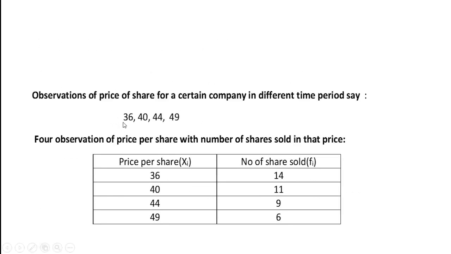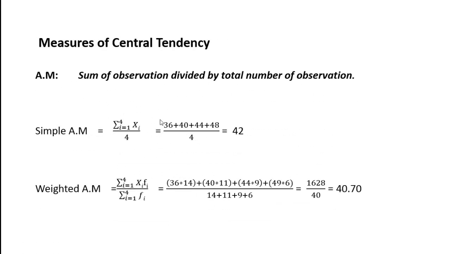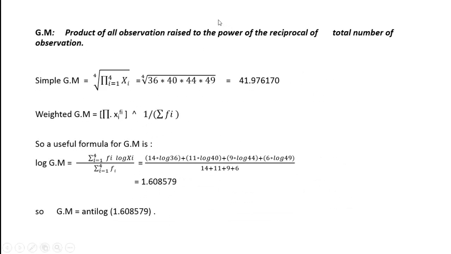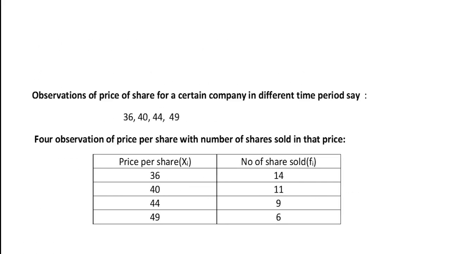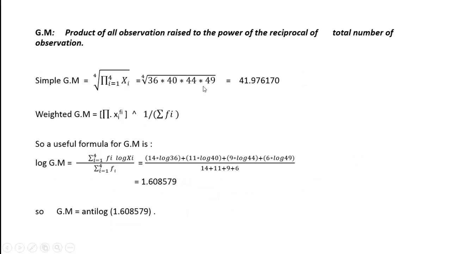with reference to our data set. Thus we get expression for simple geometric mean as this: pi i running from 1 to 4 xi whole to the power 1 by 4, that is 36 multiplied by 40 multiplied by 44 multiplied by 49 whole to the power 1 by 4. Now the formula for weighted geometric mean is pi i running from 1 to n xi to the power fi whole to the power 1 by summation fi.